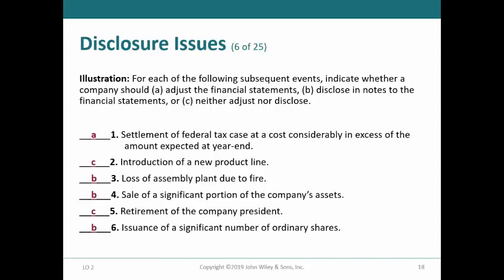Hopefully you got these correct. As you can see, the first situation listed should be A, because the settlement of the federal tax case concerned an event that existed at the balance sheet date and therefore would require an adjustment to the financial statements for the additional amount of the settlement. The second item would not require any adjustment or disclosure in the financial statements. The loss of the assembly plant due to fire and the sale of a significant portion of the company's assets should be disclosed in the notes.